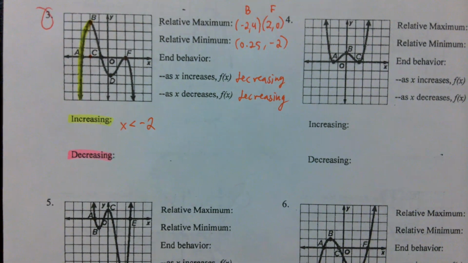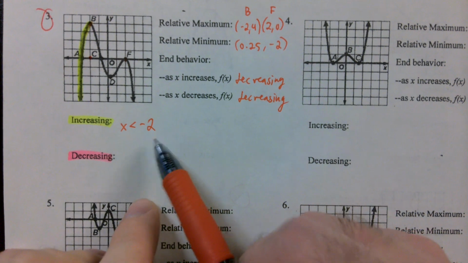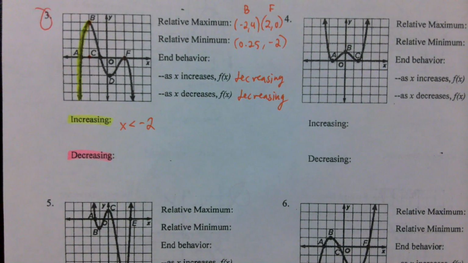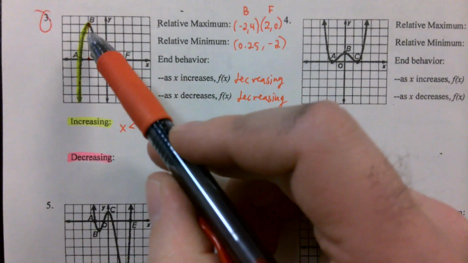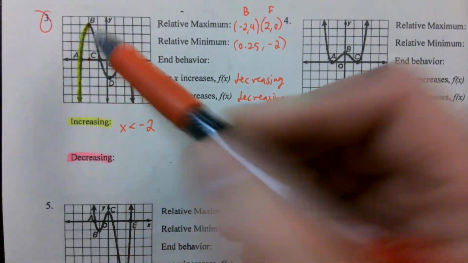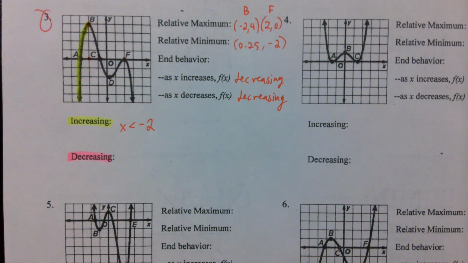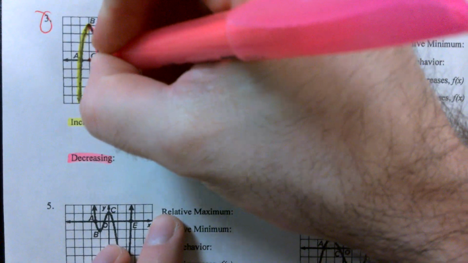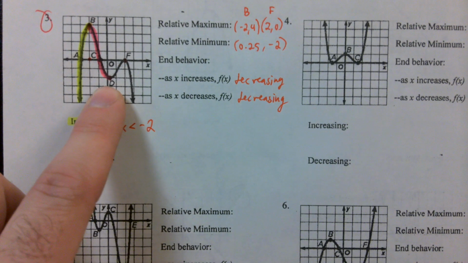So I have an increasing interval at x is less than -2. That whole yellow piece right there, all of those points on that yellow piece have an x value less than -2 to the left. Right? Everybody with me so far? Yeah. Now when I hit this maximum, immediately I know I'm changing direction. So if I was increasing, I must be decreasing now all the way down to my relative minimum at point D.